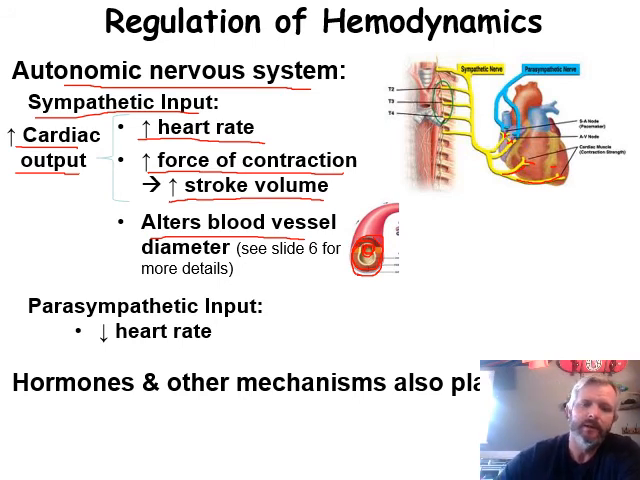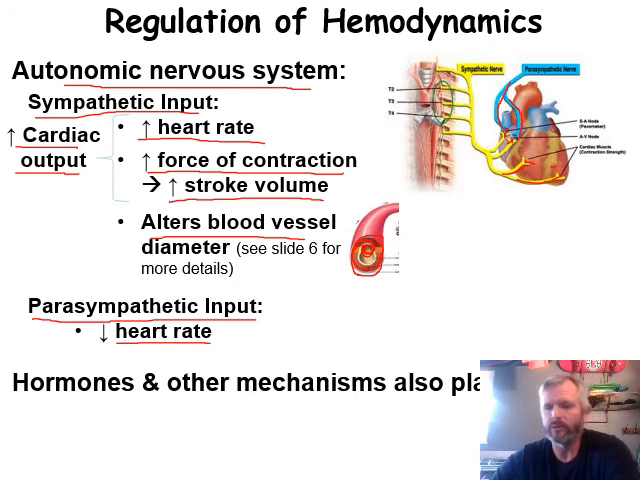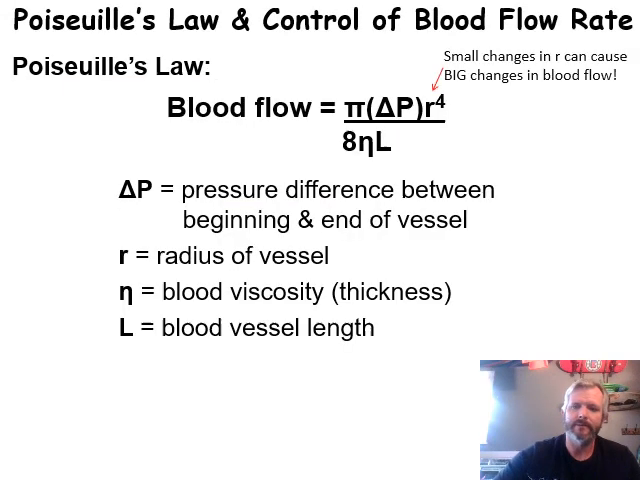Okay. On the other end, the parasympathetic. The parasympathetic, you can see its only input in regulating this is heart rate. It lowers heart rate. Okay. So the sympathetic is going to increase, parasympathetic is going to lower the heart rate.